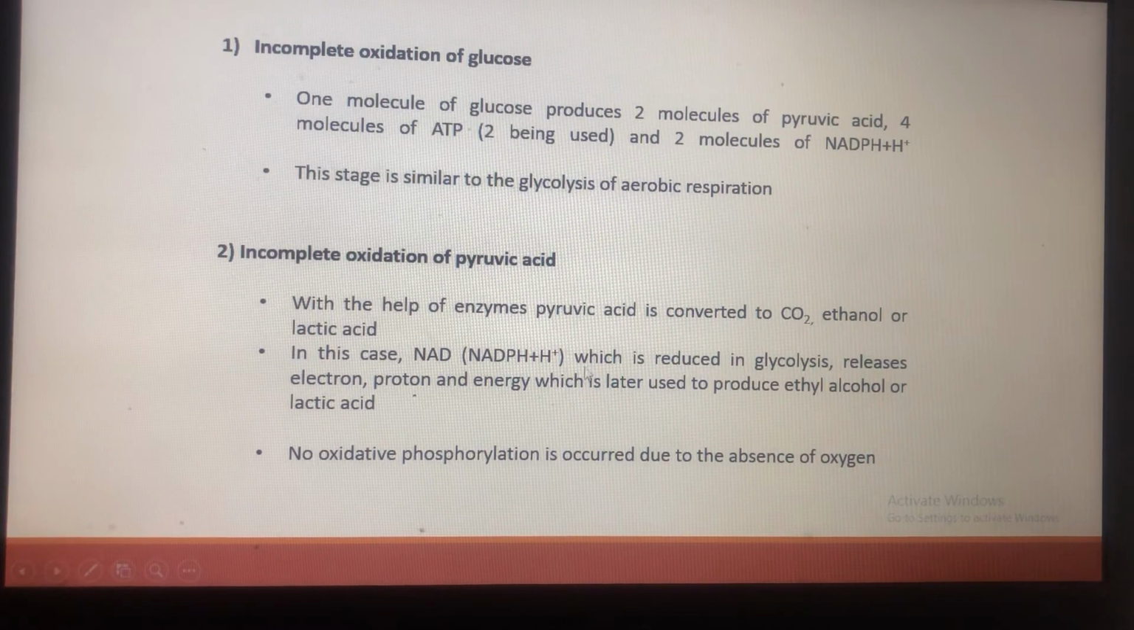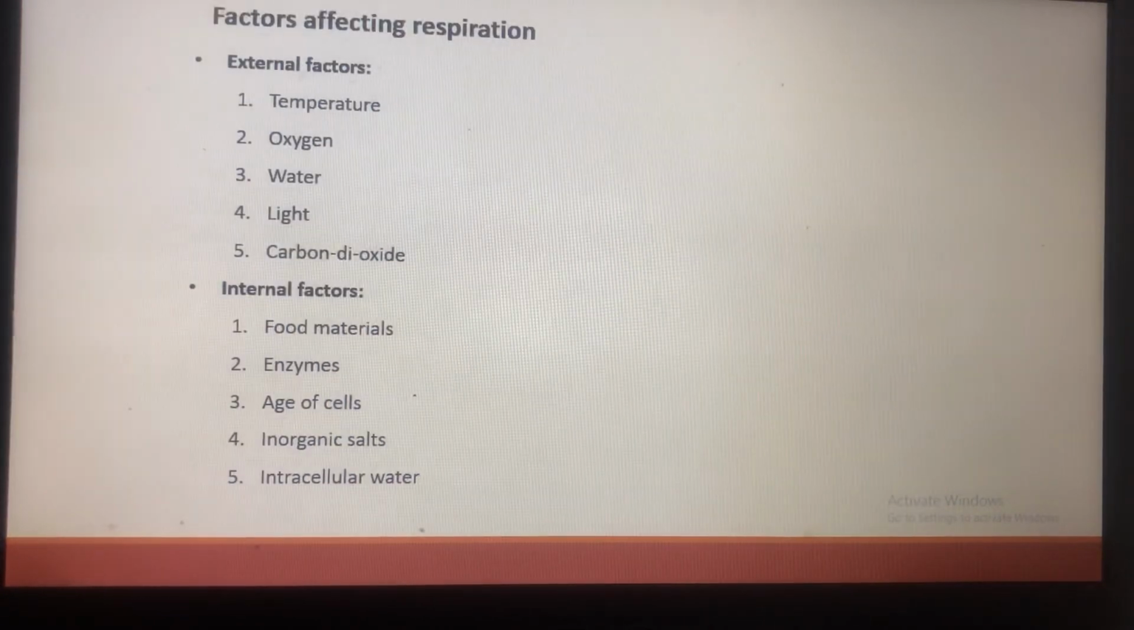In this case, NAD, which is reduced in glycolysis, releases electron, proton, and energy, which is later used to produce ethyl alcohol or lactic acid. Here, no oxidative phosphorylation occurs due to the absence of oxygen. Oxidative phosphorylation is the addition of phosphate in the presence of oxygen, occurring during the electron transport system of aerobic respiration. So in anaerobic respiration, no oxidative phosphorylation occurs due to the absence of oxygen.